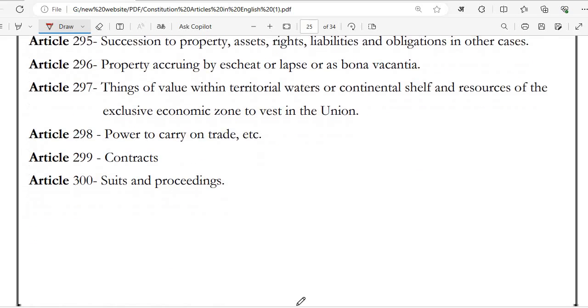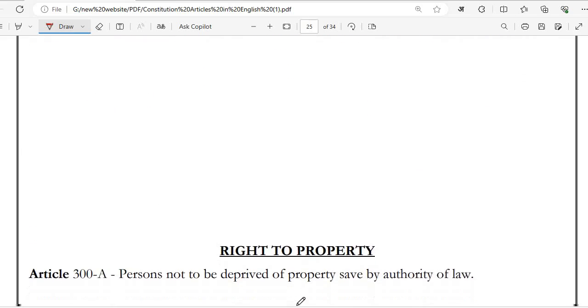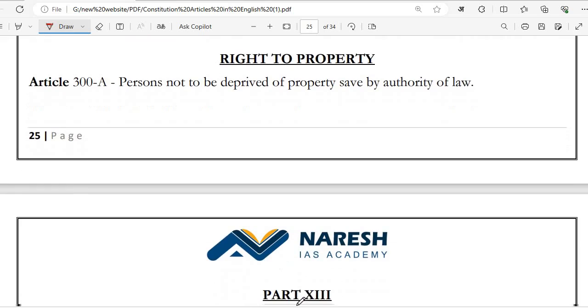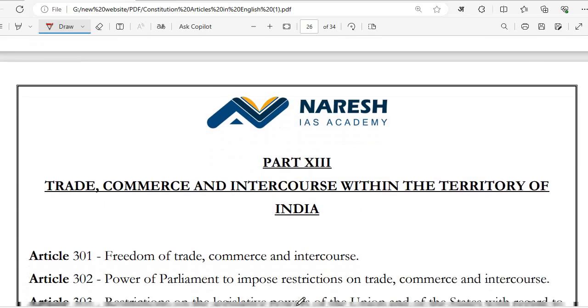Property suits, this is not important. Right to property I have already discussed. Next part.